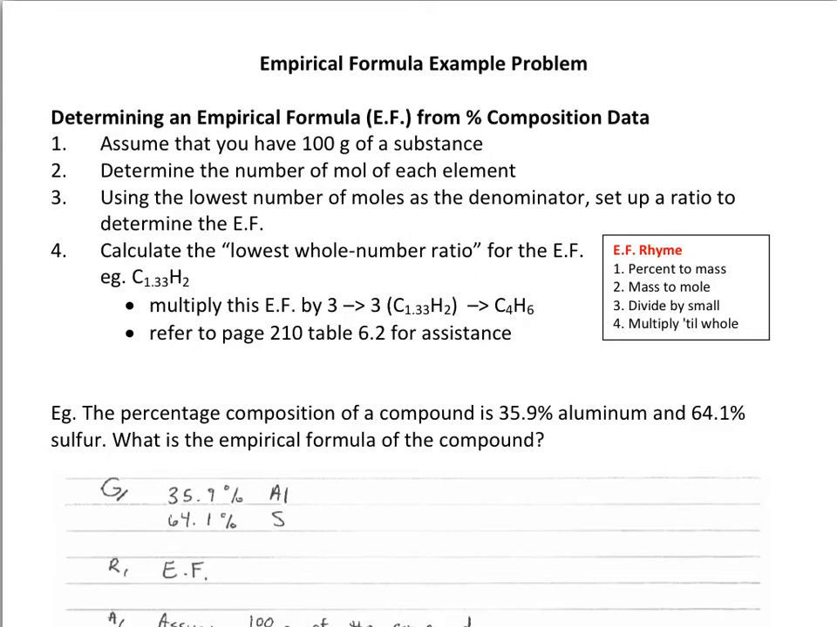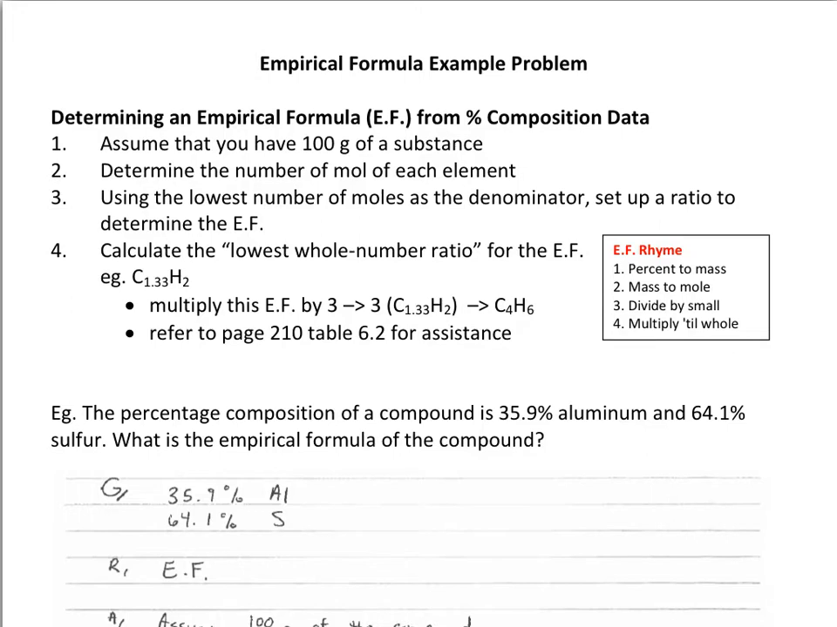In this tutorial today, we're going to take a look at how to convert percent composition data into an empirical formula. And previously, you've watched a tutorial on what an empirical formula is and what it means. And so let's see if we can take a look at the calculation side of things today.